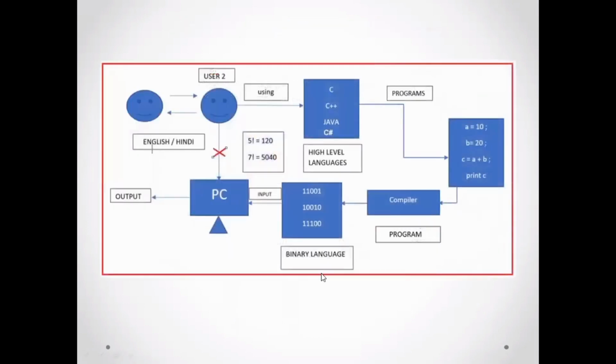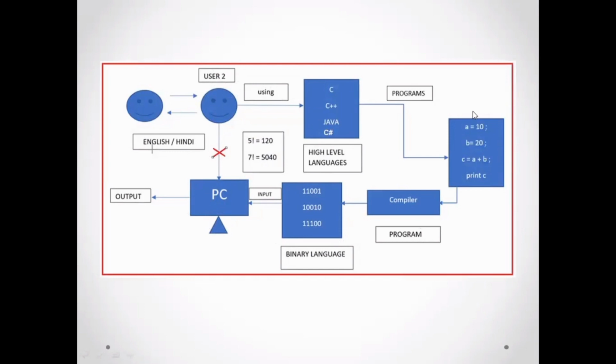Okay, so let me try to explain the whole process of the program with the help of this diagram. Suppose there are two users, user 1 and user 2, and both are communicating with the help of English or Hindi. But if user 2 wants to communicate with the PC, he will not be able to do so with English or Hindi. He will use a programming language for the communication with the PC.